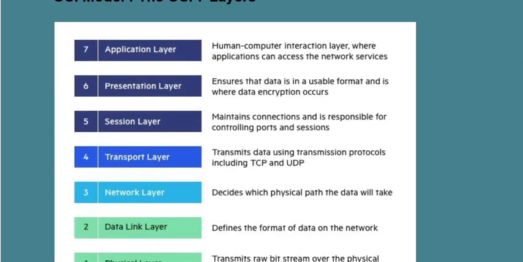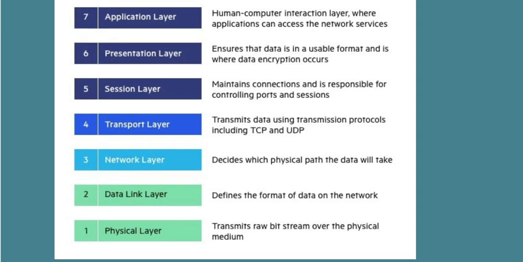Let's take a look at the model where the 7 layers are shown. We will start from the top. The 7th layer is the application layer, which is the human-computer interaction layer where applications can access the network services. The 6th layer is the presentation layer. This ensures that data is in a usable format and is where data encryption occurs. The 5th layer is the session layer, which maintains connections and is responsible for controlling ports and sessions. The 4th layer is the transport layer, which transmits data using transmission protocols including TCP and UDP.